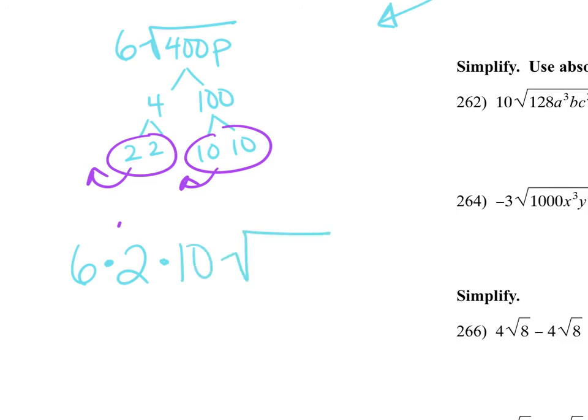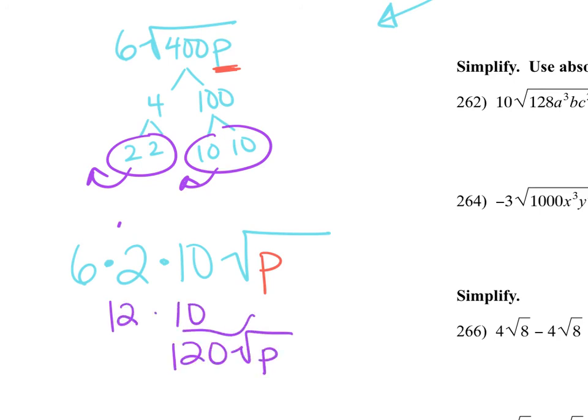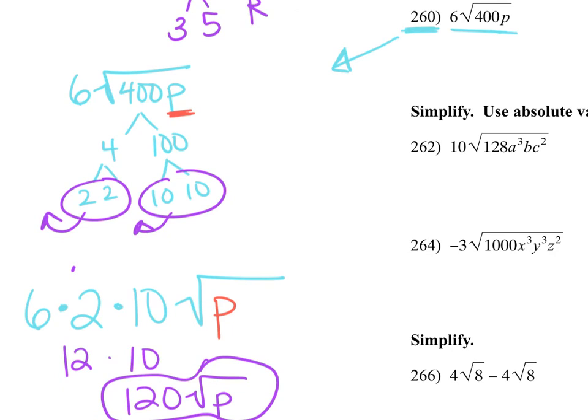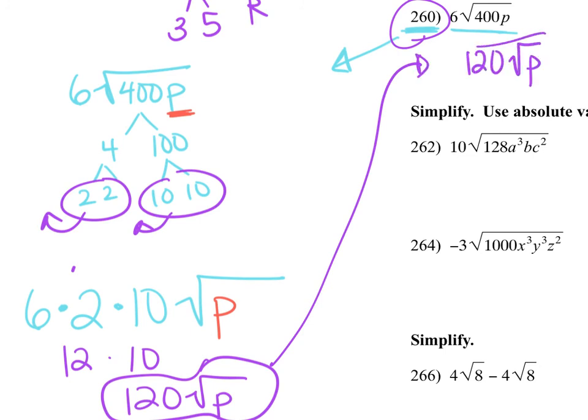Who's my loner? This p. Why? Because he does not have a couple. So p would go in here. 6 times 2 is 12 times 10. So my answer is 120 square root of p. And this would be my answer for number 260. So I'll put that in over here. So 120 square root of p is my answer.